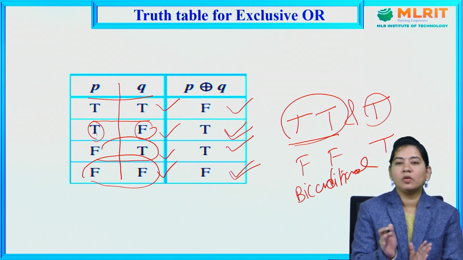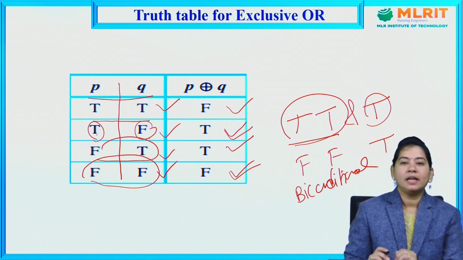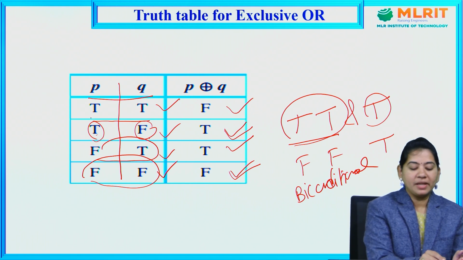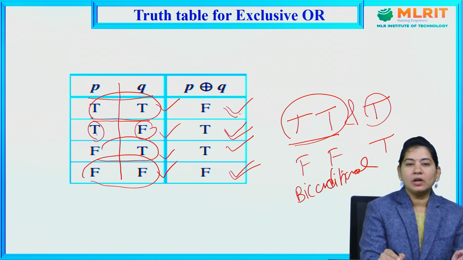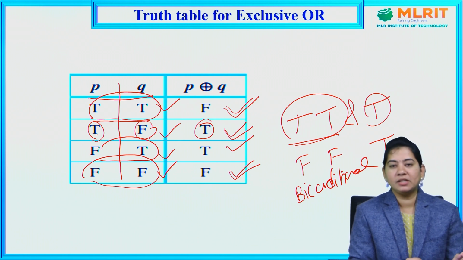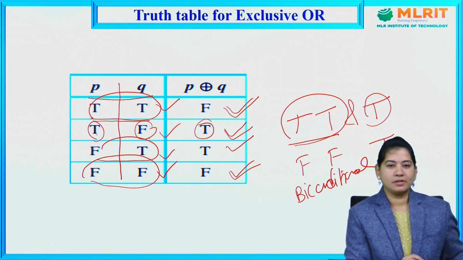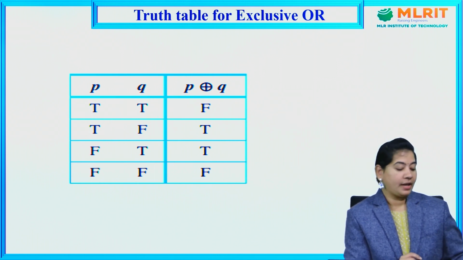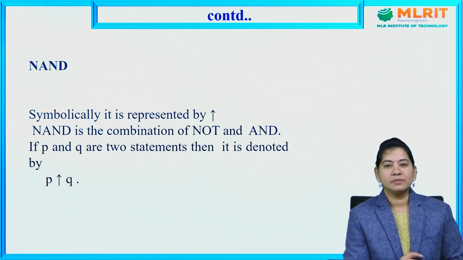So the exact opposite of the biconditional is exclusive OR. If both the statements are the same, the resultant output is false, otherwise it is true. This is the condition to construct the truth table for exclusive OR. Next we have NAND. What is meant by NAND?